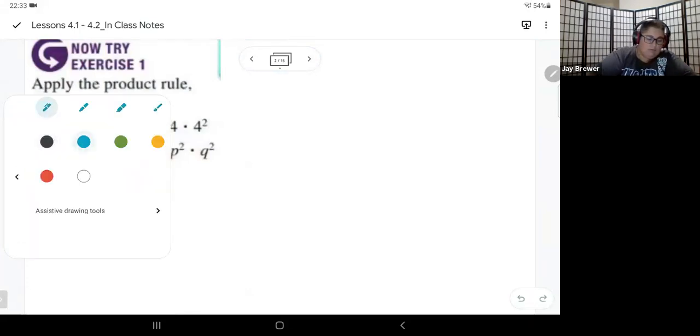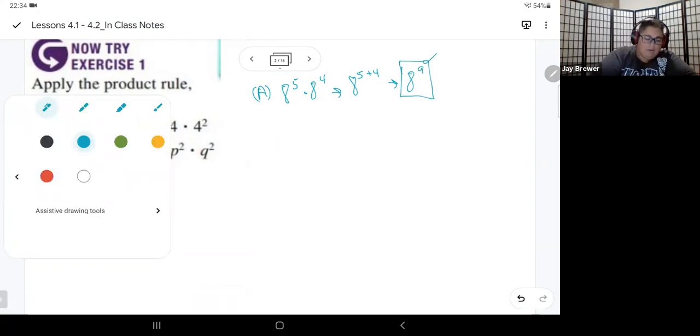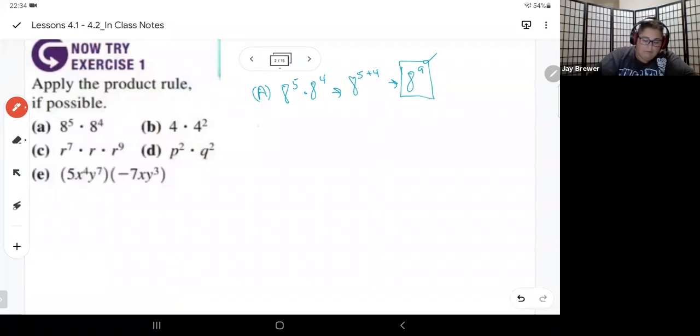All right, so for letter A, you want to note that we have the same base of 8. So we can write 8 to the 5 plus 4, which is really the same as saying 8 to the 9th. Now we know that 8 to the 9th is a real number, but we are not told that we have to evaluate here, so we can leave it as 8 to the 9th.